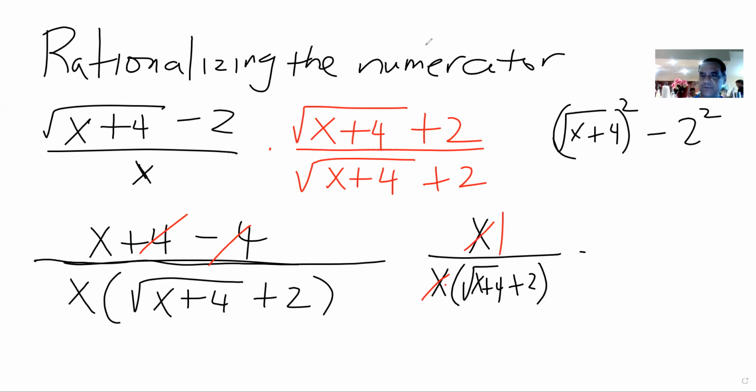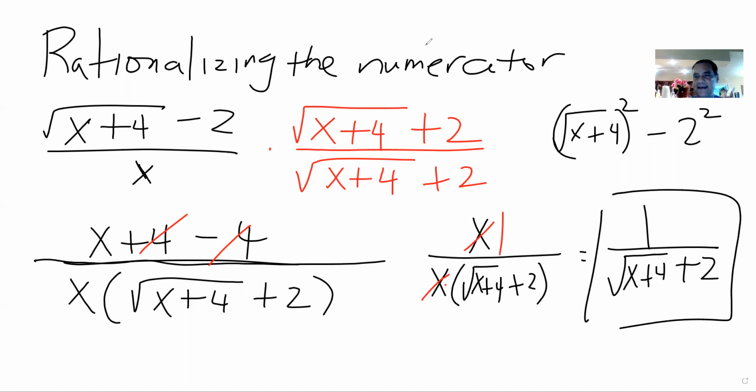So that's going to leave me with a result of 1 over the square root of x plus 4 added to 2. Now I can plug any number that I want as long as it's in the domain of the square root expression, including x equals 0, and I can get a value because it's in a different form. But this expression is equal to the original expression.